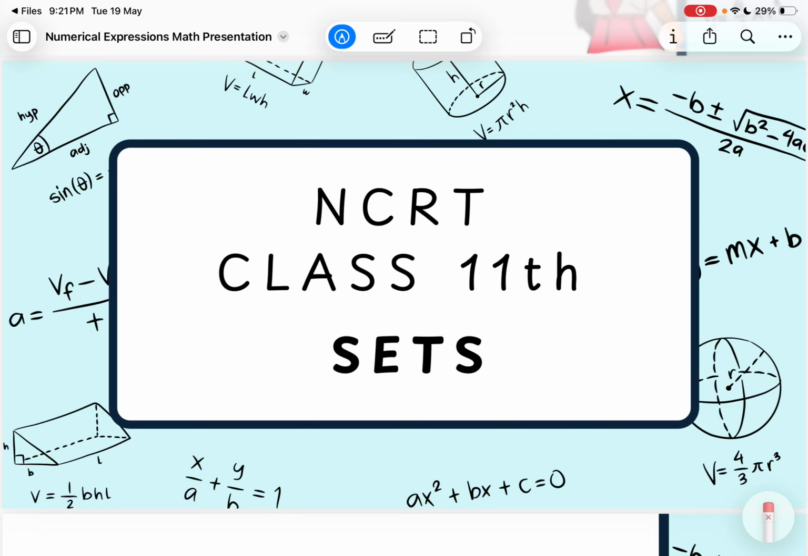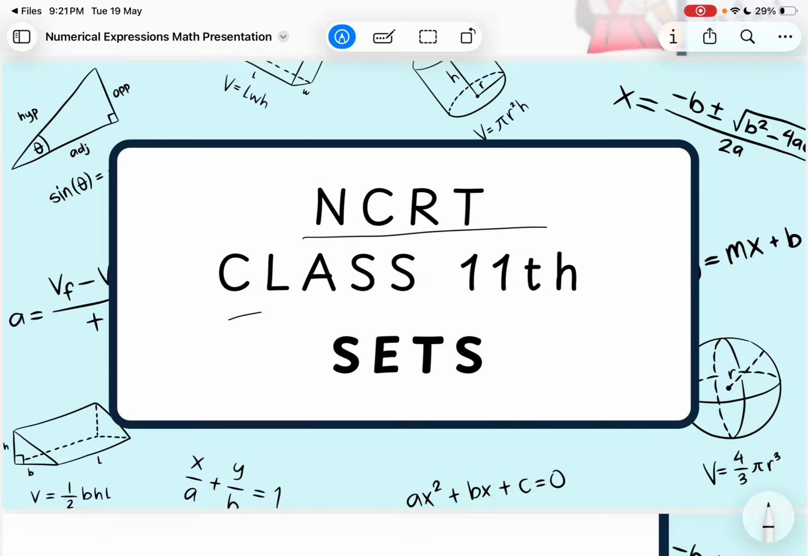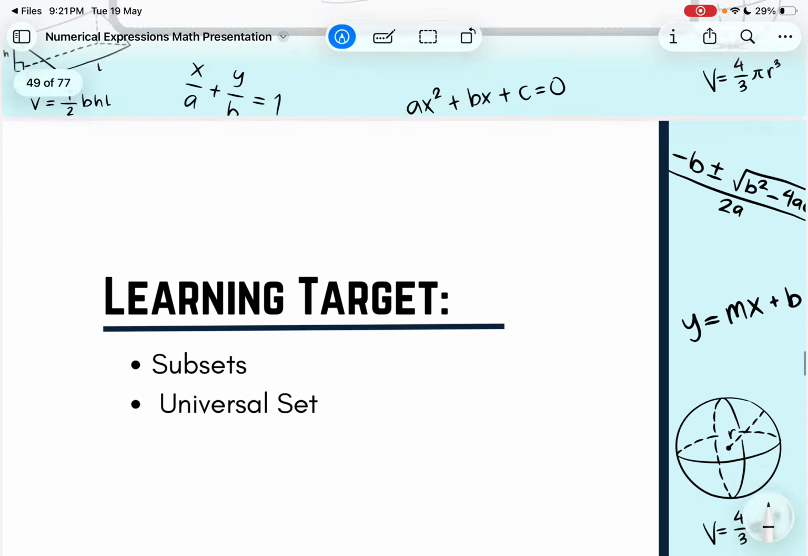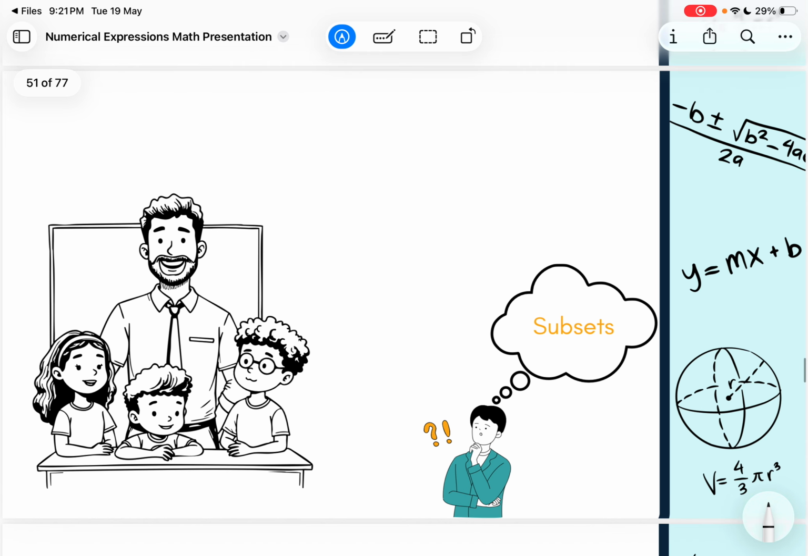Hello everyone. Today we are going to continue our class on sets, from the NCERT class 11th book. So in sets today, our learning target is to understand what is a subset and what is a universal set. Okay, so let's see it.